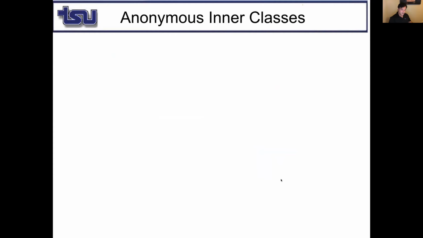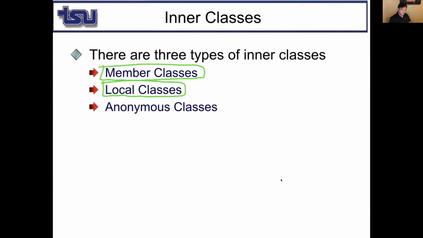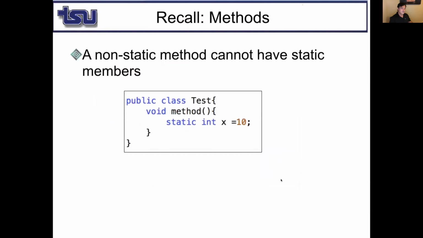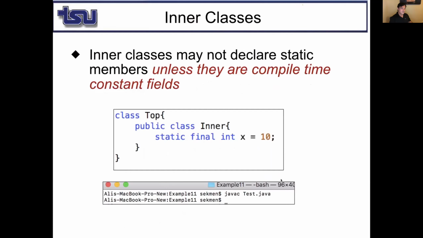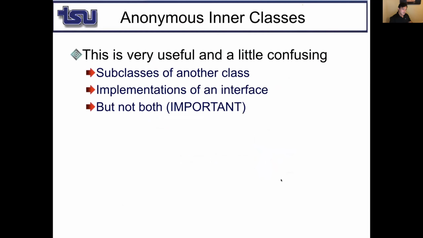So now we are in the third one. What do I mean by third? We are right now here. This is a fun part of this lecture. It's beautiful. I really like anonymous inner classes. Let's go. It's a very useful but a little confusing concept.